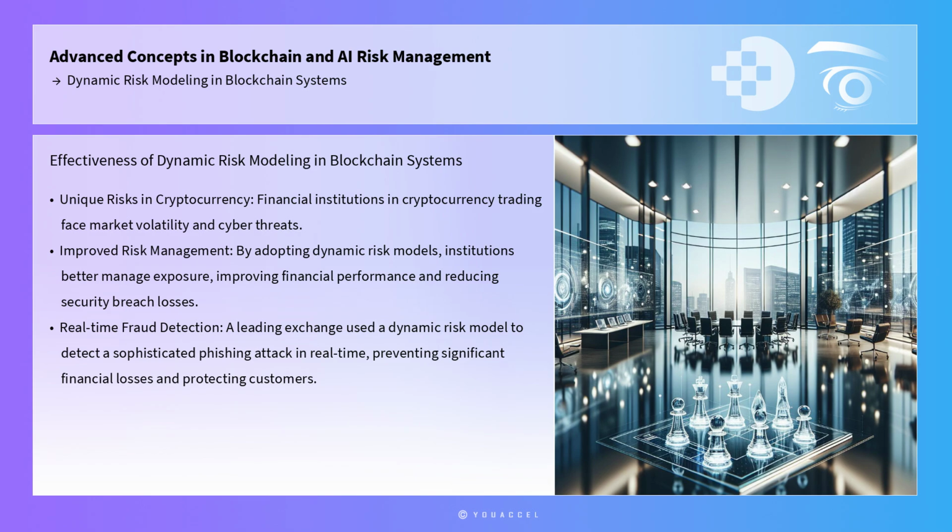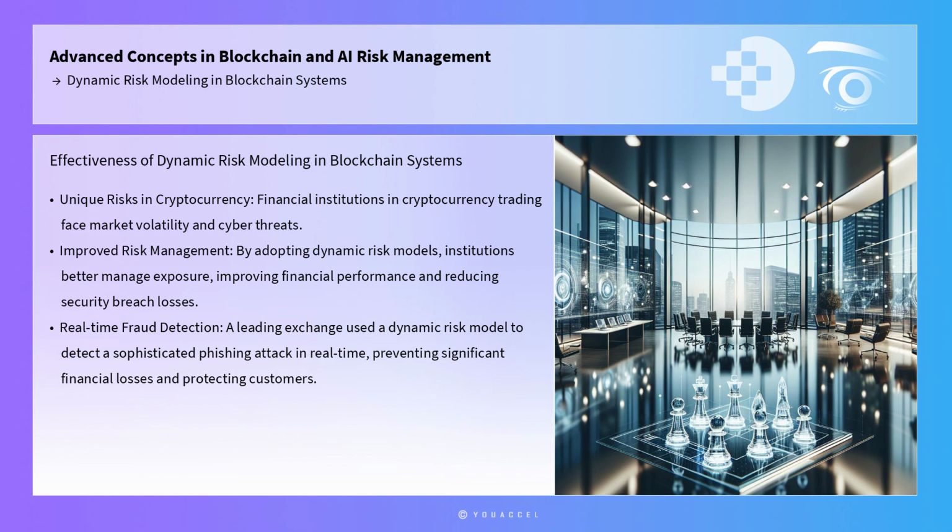A case study highlighting the effectiveness of dynamic risk modeling in blockchain systems is the implementation of such models by financial institutions involved in cryptocurrency trading. These institutions face a unique set of risks, including market volatility and cyber threats. By adopting dynamic risk models, these institutions have been able to better manage their exposure to these risks, resulting in improved financial performance and reduced losses from security breaches.